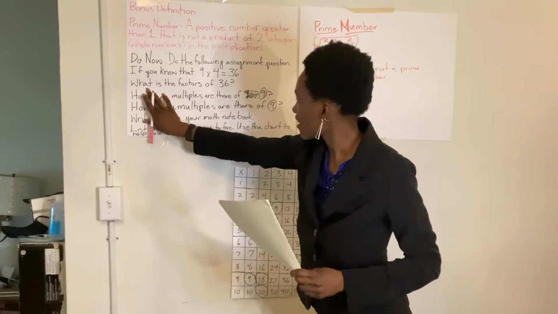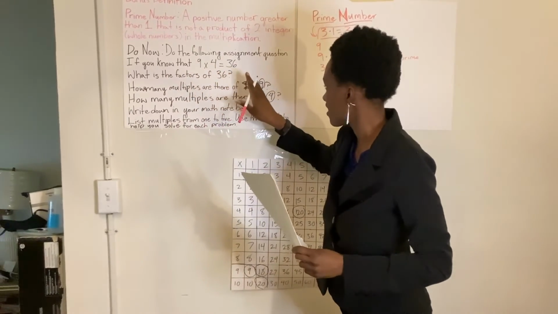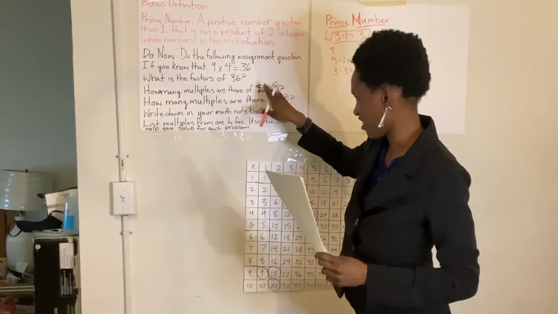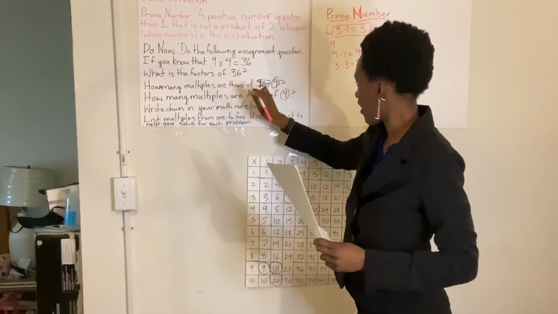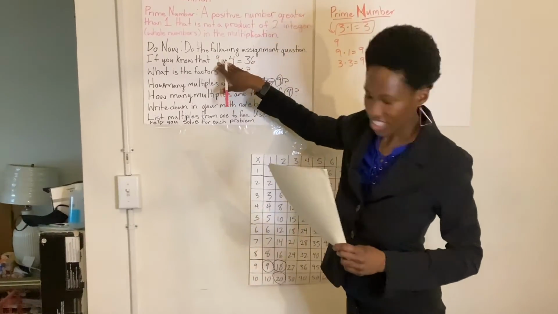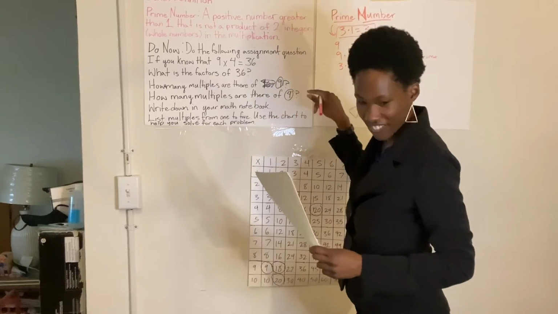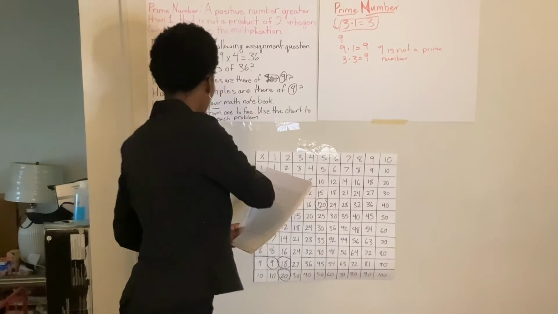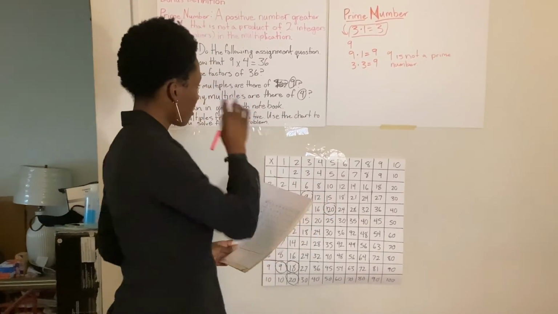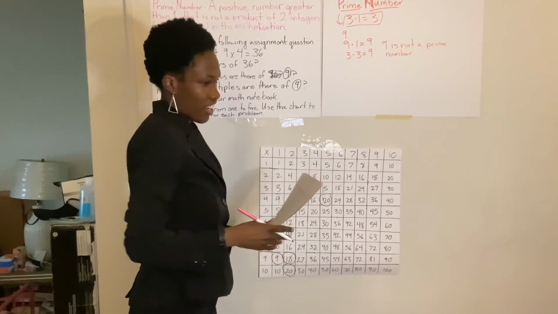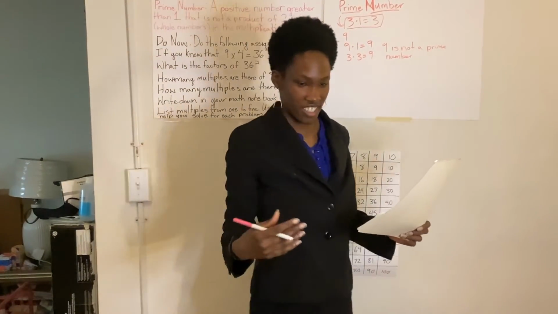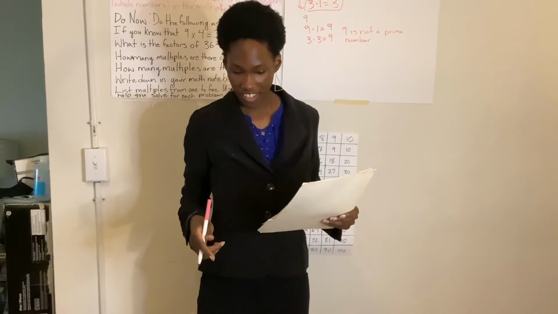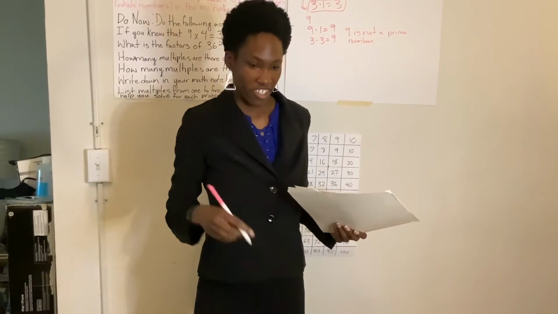I want you to write down what are the factors of 36. Because if we know that 9 times 4 is 36, what are the factors of 36? How many multiples are there in the number 9? How many multiples are there in the number 4? Write that down in your notebooks, and I want you to make sure you list them from 1 to 5. So just do multiples of 1 to 5. I will go around in case anybody is a little lost about that. And after this, I'm going to pass out what you're going to do for homework, and then we're going to probably wrap up from there.